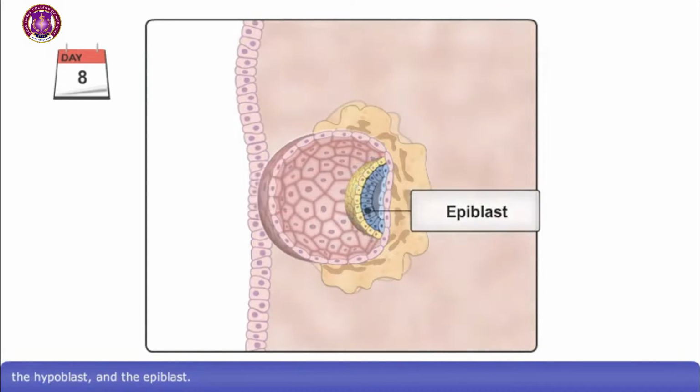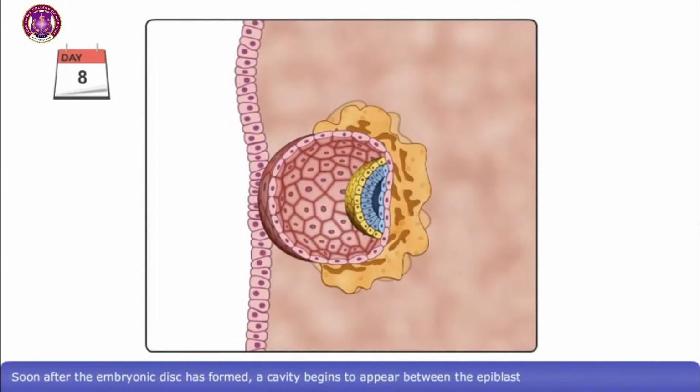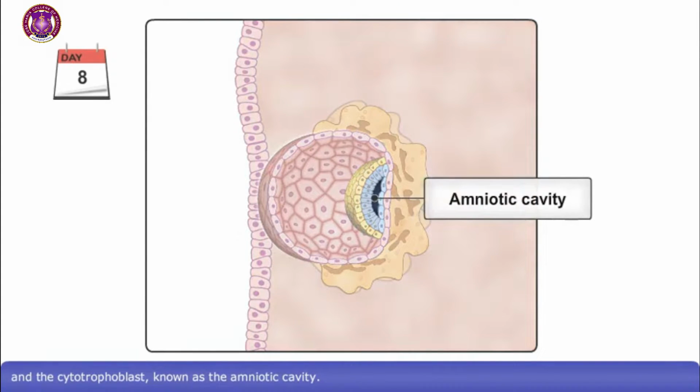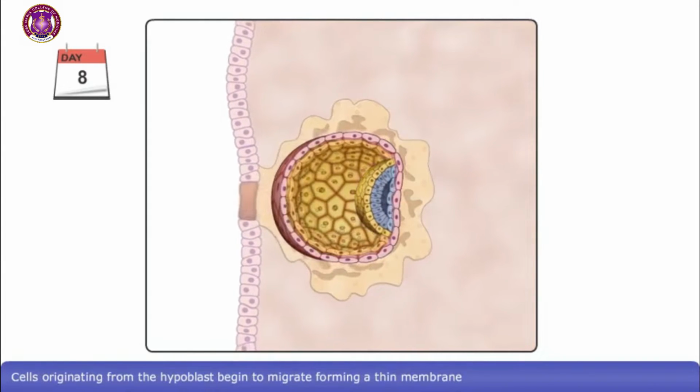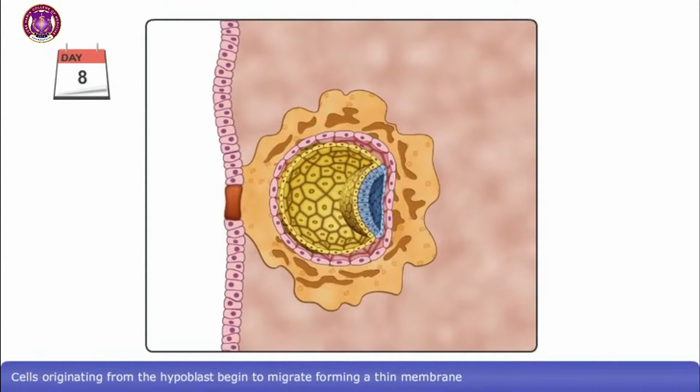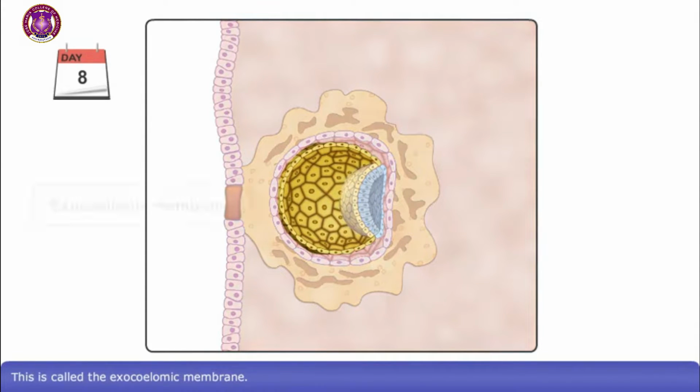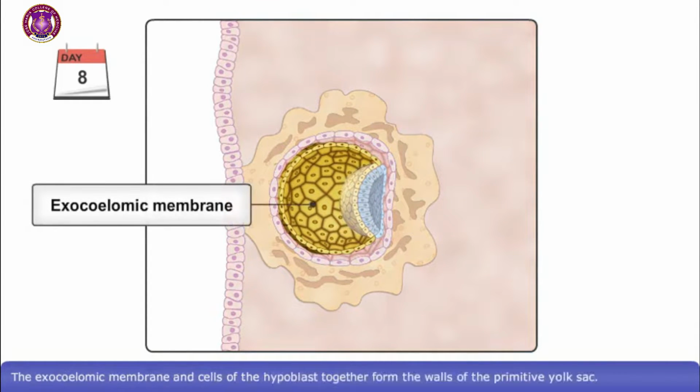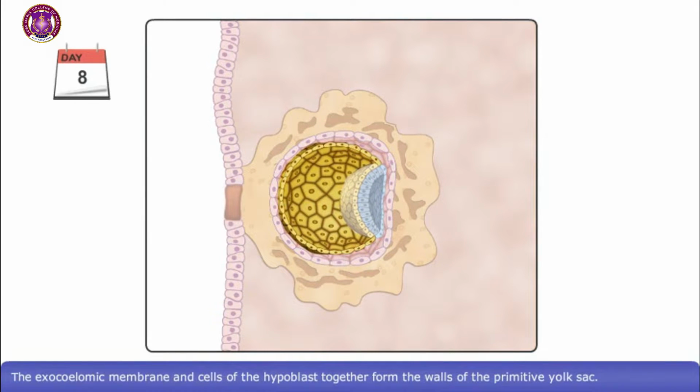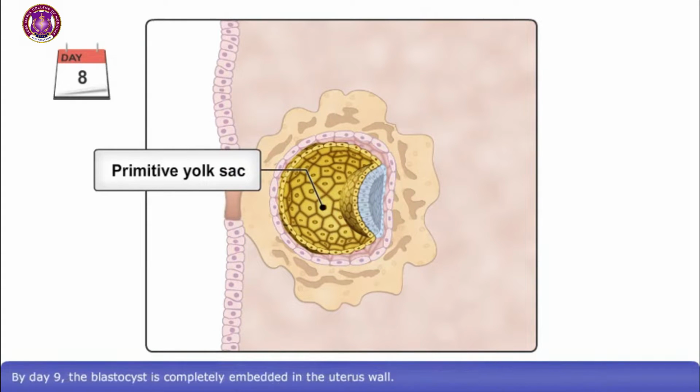Soon after the embryonic disc has formed, a cavity begins to appear between the epiblast and the cytotrophoblast, known as the amniotic cavity. Cells originating from the hypoblast begin to migrate, forming a thin membrane, which covers the inner surface of the cytotrophoblast. This is called the exocelomic membrane. The exocelomic membrane and cells of the hypoblast together form the walls of the primitive yolk sac.